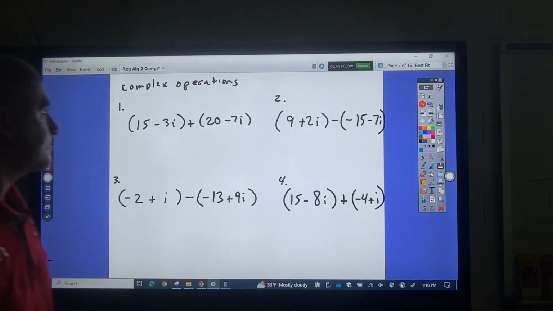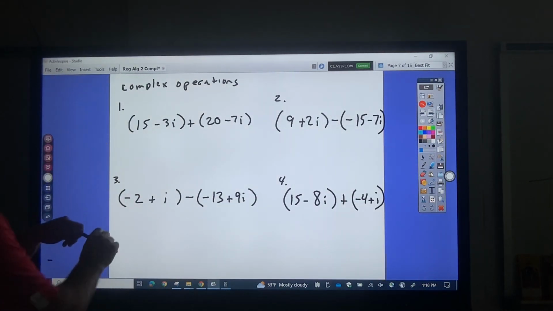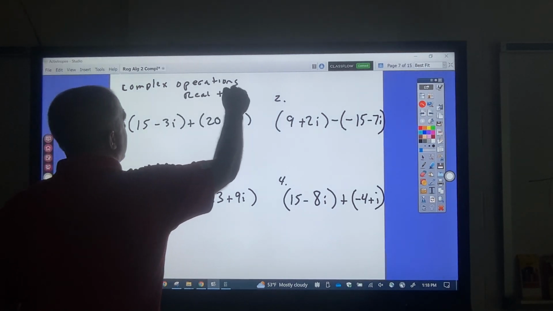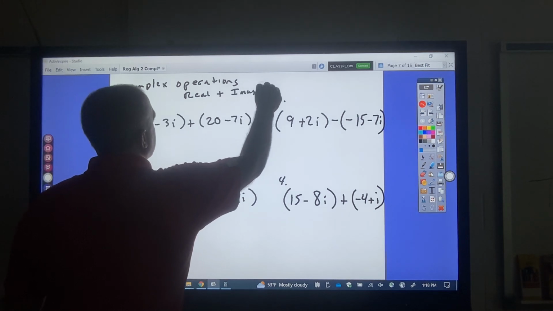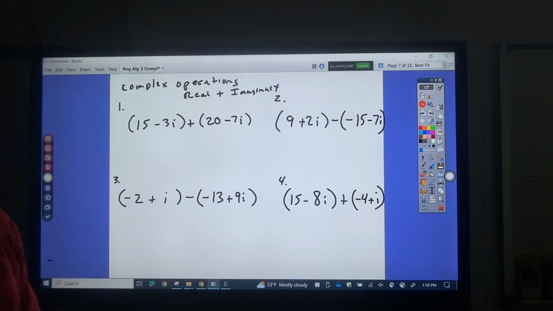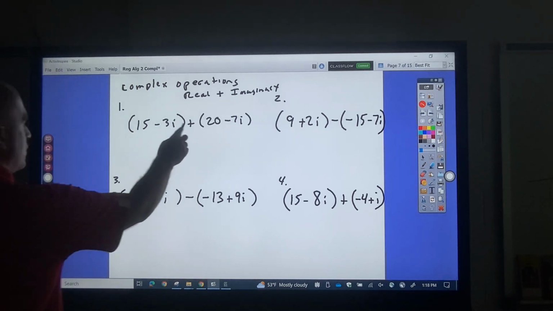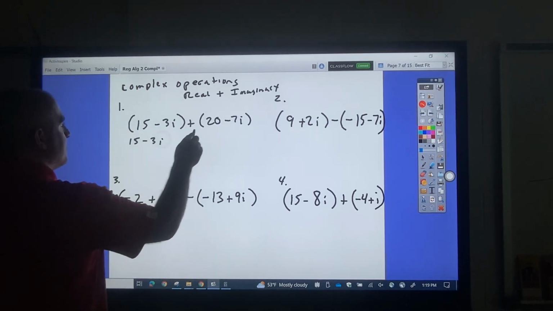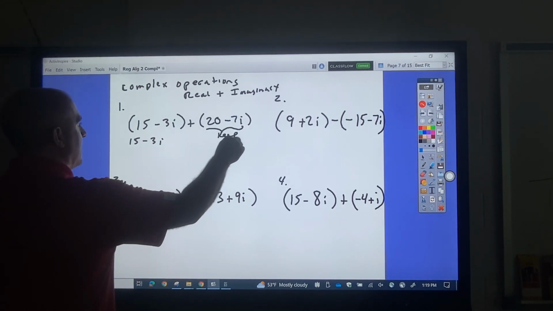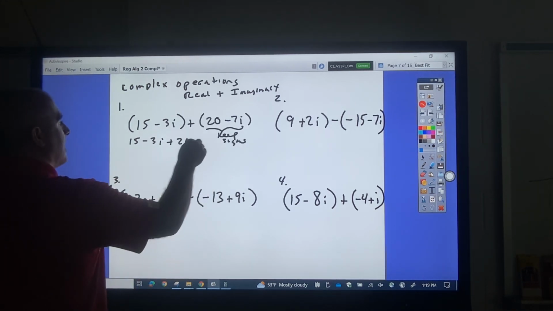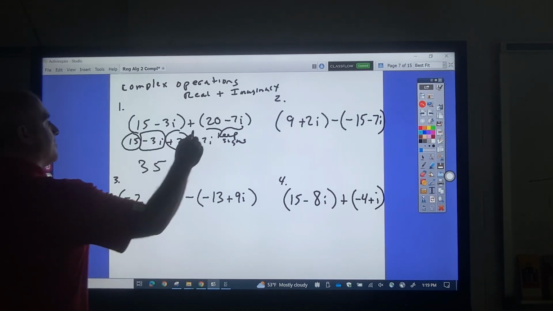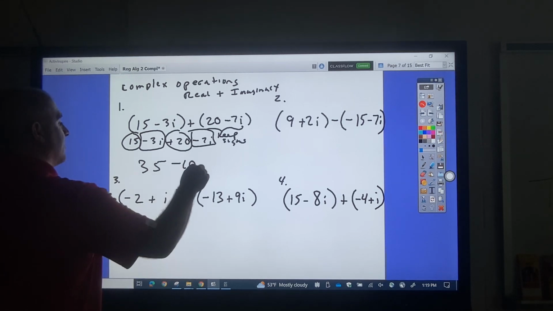Okay, now let's talk about complex numbers. A complex number has a real and an imaginary part. You can only combine the reals, and you can only combine the imaginary. Now, if you have addition, what that means is you keep these signs. Okay, you're going to keep the signs. So that's positive 20, negative 7. So 15 plus 20 is 35. And then negative 3i, negative 7i is negative 10i.